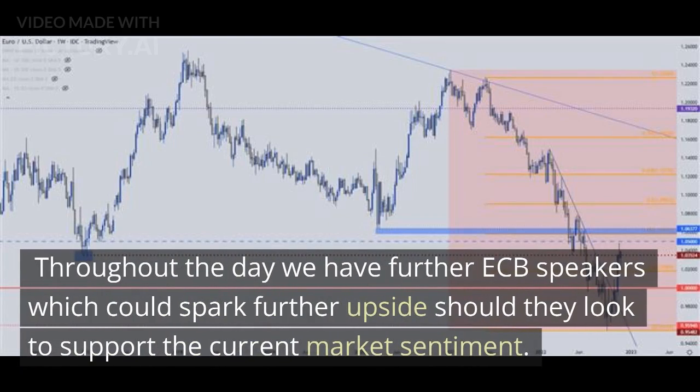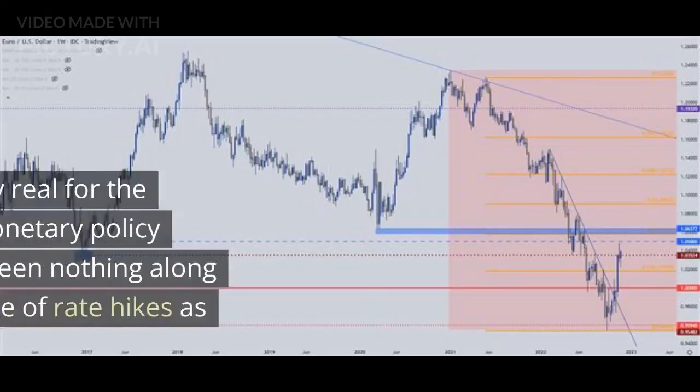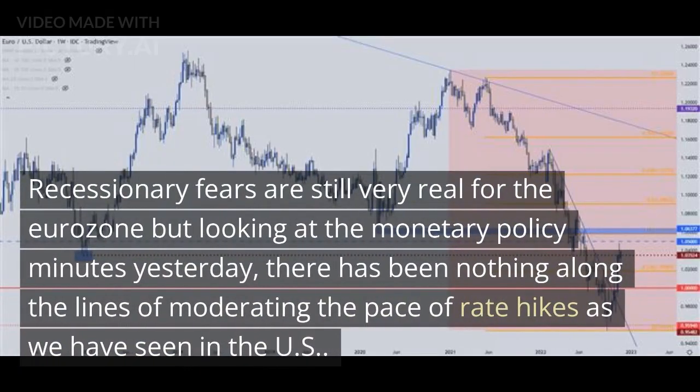Throughout the day we have further ECB speakers which could spark further upside should they look to support the current market sentiment. Euro to US dollar economic calendar. Recessionary fears are still very real for the Eurozone, but looking at the monetary policy minutes yesterday, there has been nothing along the lines of moderating the pace of rate hikes as we have seen in the US.